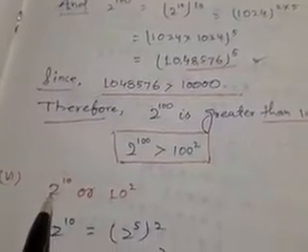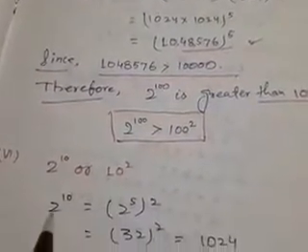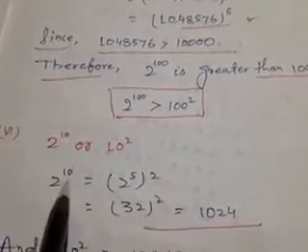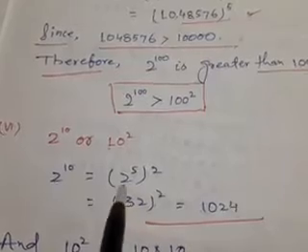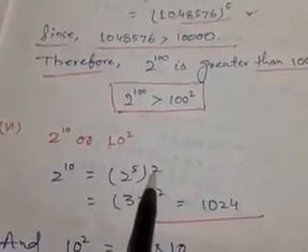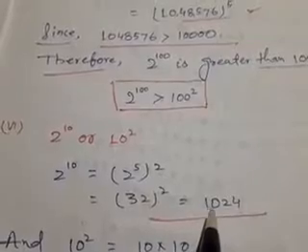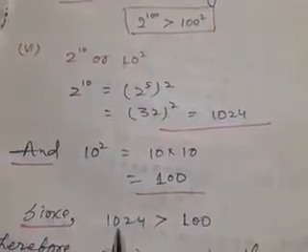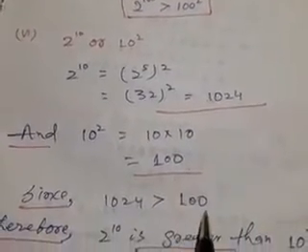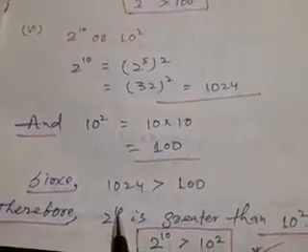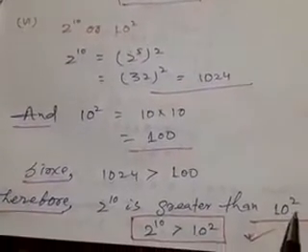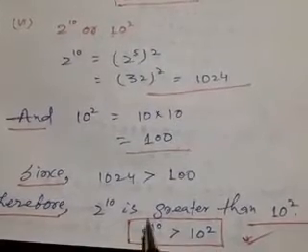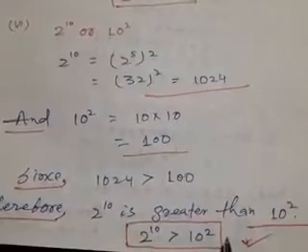Next is 2 to the power 10 or 10 square. 2 to the power 10 is equal to 2 to the power 5, to the power 2. We write 10 in this way also. 2 to the power 5 becomes 32. To the power 2 it becomes 1024, and 10 square is equal to 100. So we see that 1024 is greater than 100. Therefore we can say 2 to the power 10 is greater than 10 square. We write this in this way also.